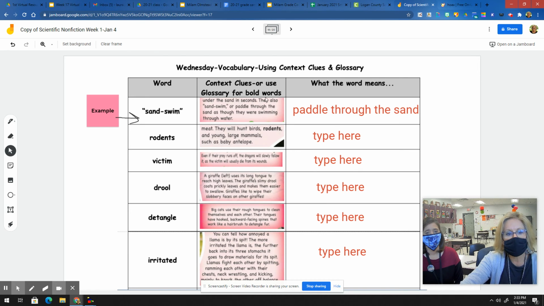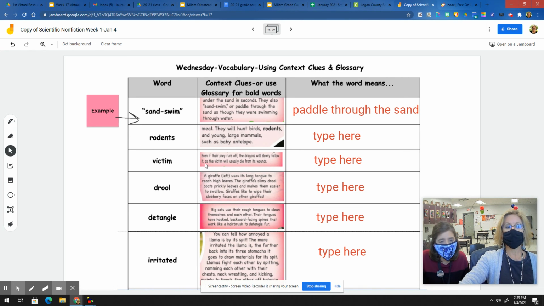If I look in the text here, here's a snipped picture of part of the text. They also sand swim, or paddle. So when you see that, that's telling you it's like a definition. So it means paddling through the sand. So you have some other words there. And then there are some clues. And look, this word here, hint, is in bold. So I can go back to the glossary and look up what a rodent is.